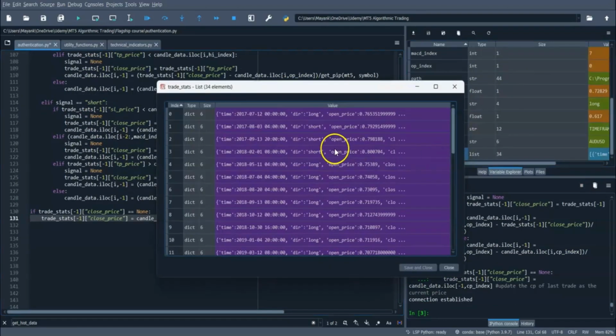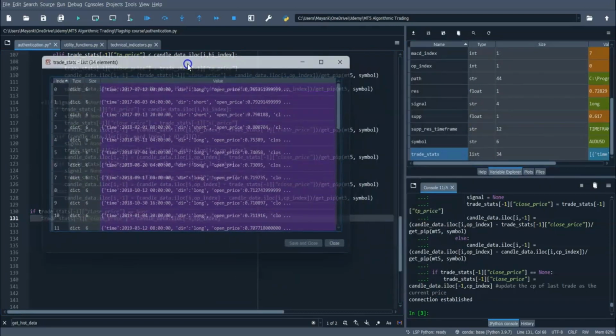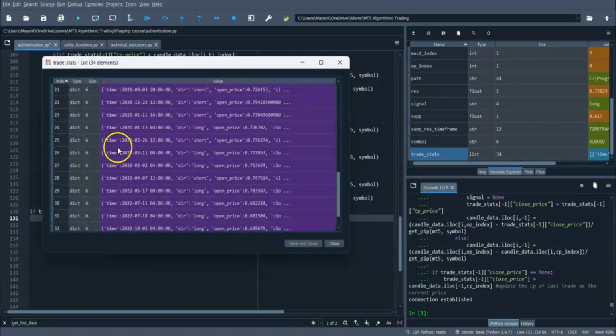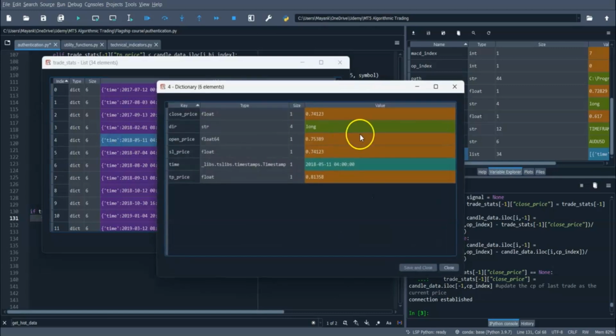Let me open trade stats, and you can see that for this particular currency pair, we've got 34 trades. So let's take this trade for example. This trade had a close price of 0.74123 and an open price of 0.75389. It was a long position, so we actually hit the stop loss. So we actually lost money here.